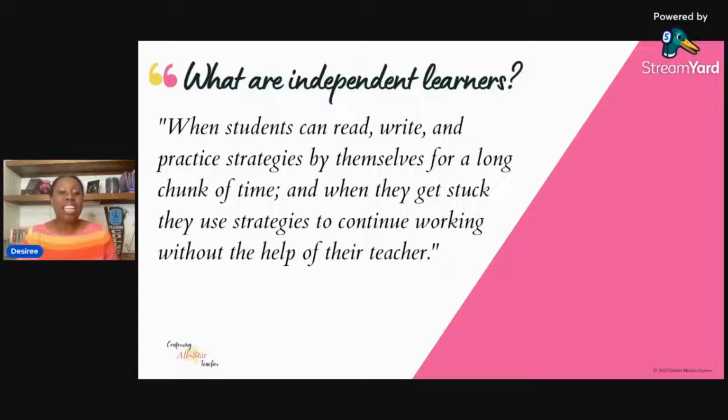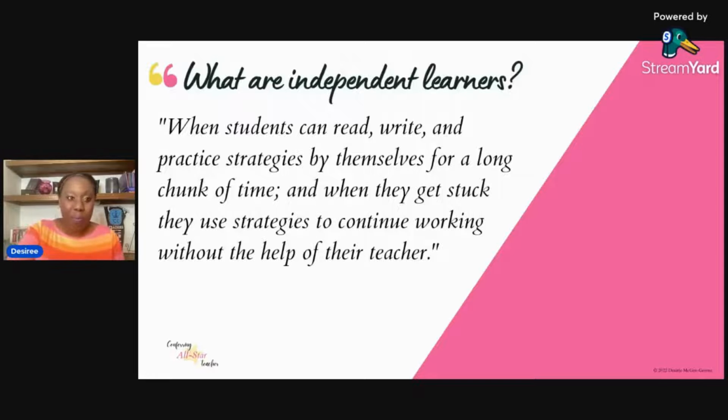Okay, so here is a definition that I have used over and over again. It says, when students can read, write, and practice strategies by themselves for a long chunk of time, and when they get stuck, they use strategies to continue working without the help of their teacher. Okay, let me know if you like that definition. I was just trying to figure out how I would sum up in one sentence what an independent learner is.